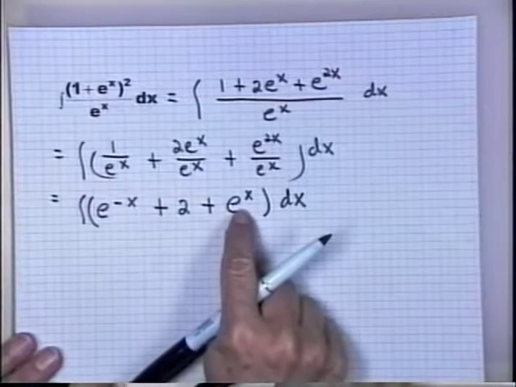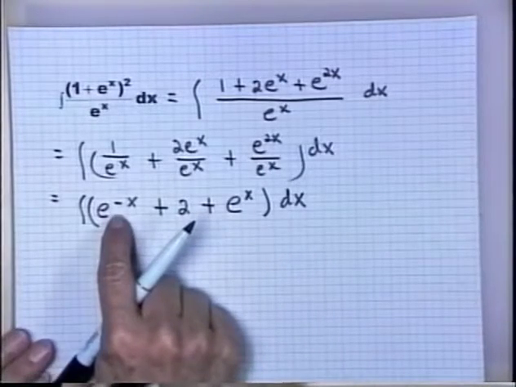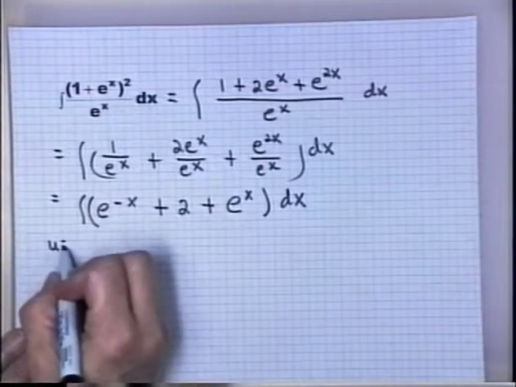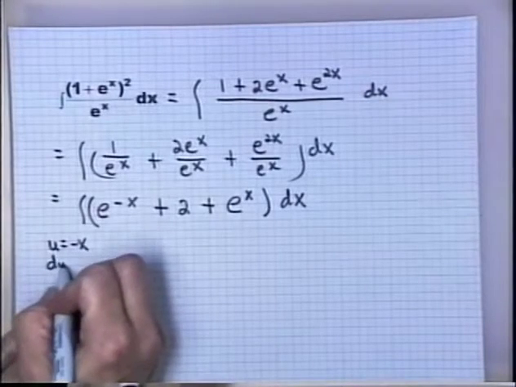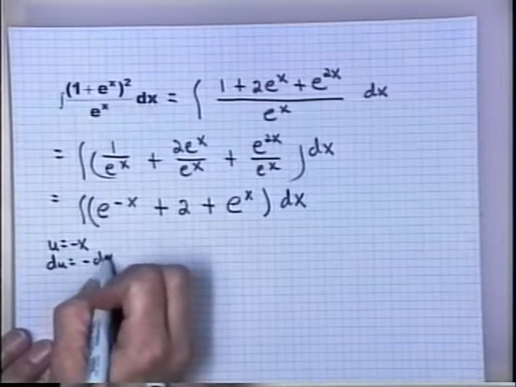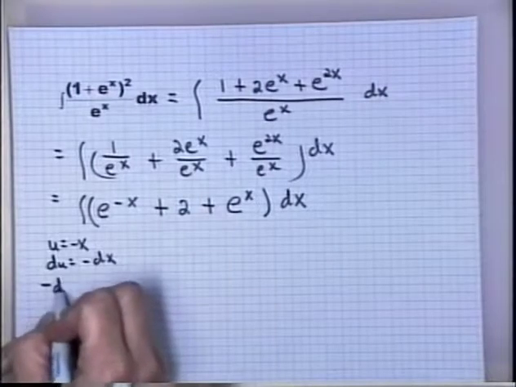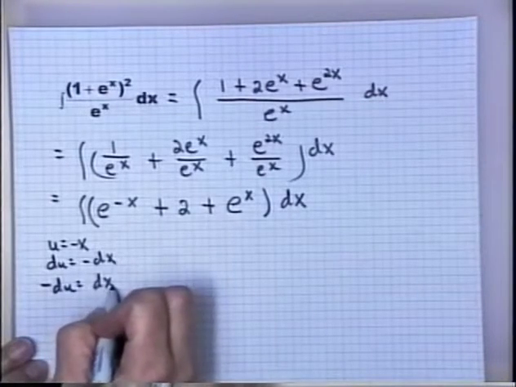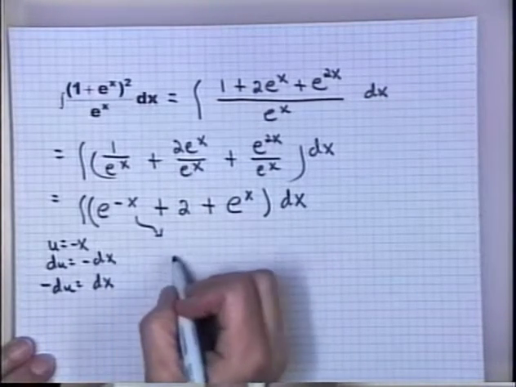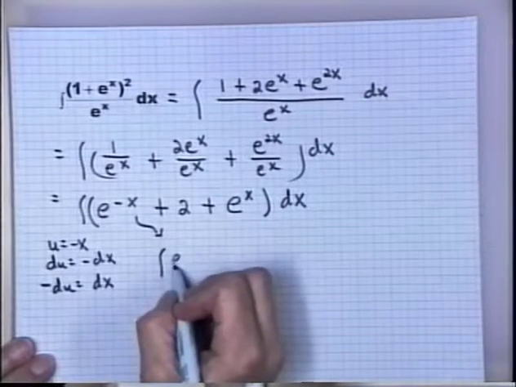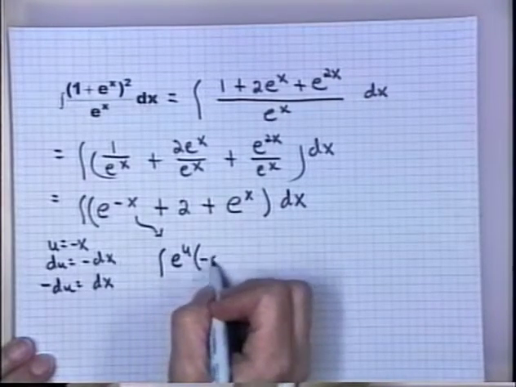Well, you know what? I can do that, and I can do that, and I can almost do that. If I let u be negative x, du is negative 1 times dx, or minus du is dx. So this first one is the integral of e to the u times a minus 1 du.